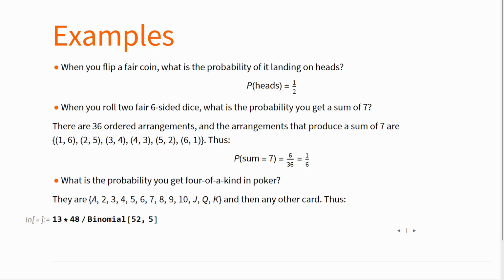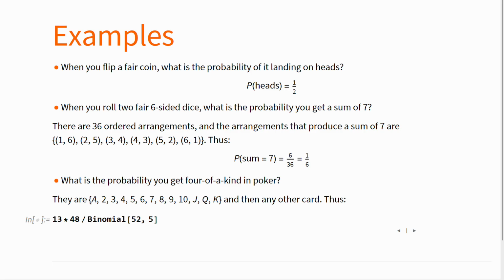If you flip a fair coin, it's either heads or tails. So that means heads is 1 over 2, since there are 2 outcomes. If you roll 2 fair 6-sided dice, what is the probability that you get a sum of 7? There are 6 different ways to make a sum of 7: 1 plus 6, 2 plus 5, 3 plus 4, 4 plus 3, 5 plus 2, and 6 plus 1. The total number of arrangements is 6 times 6 for the 2 dice, so that would be 36. So 6 divided by 36 gives 1 over 6, and that's your probability.